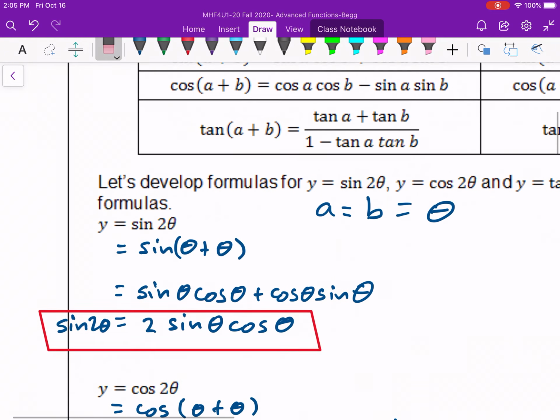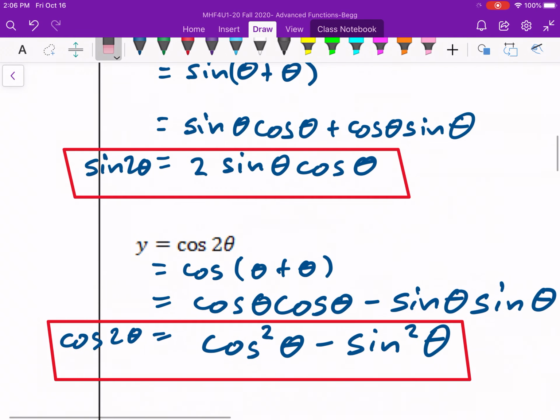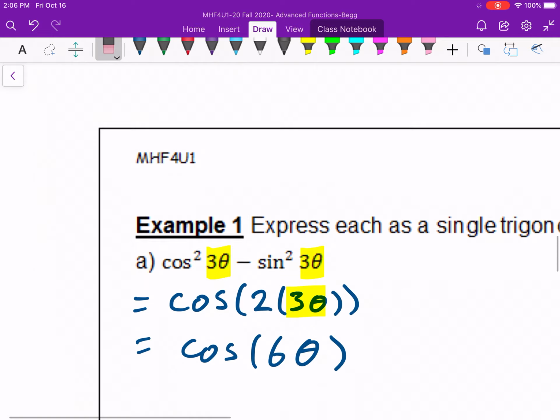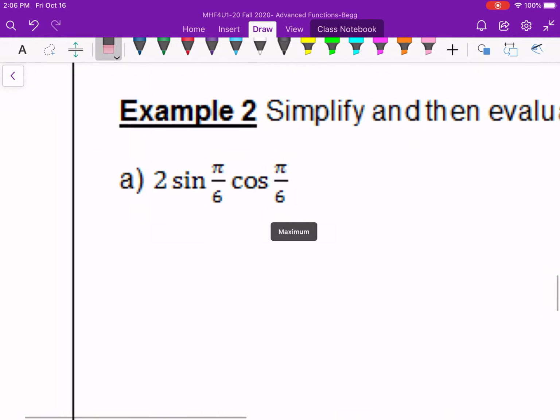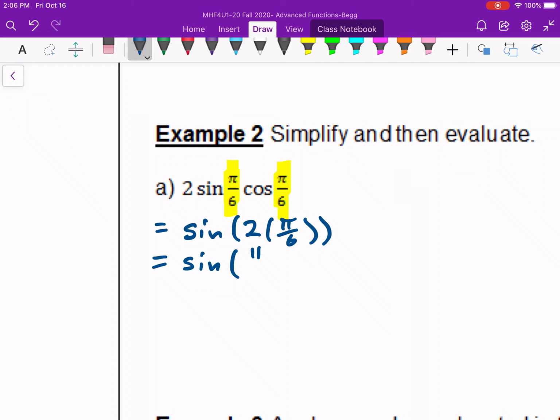I went too far. There it is. Sine 2 theta equals 2 sine theta times cos theta. And that's really what we've got here, so that theta is pi over 6. So again, I can work it backwards. I recognize it as sine 2 times the angle, which is pi over 6. Simplify it. 2 times pi over 6 becomes 2 pi over 6, which is just pi over 3.